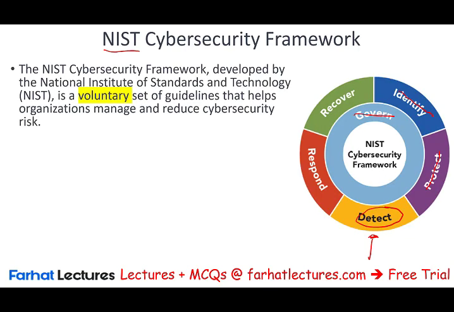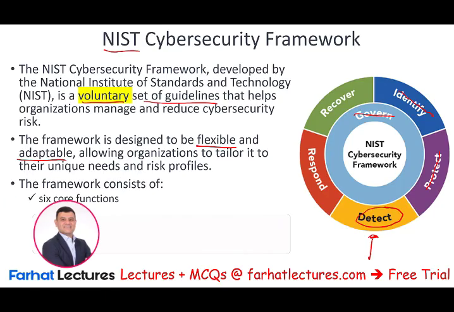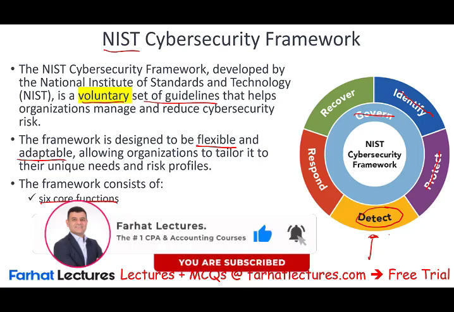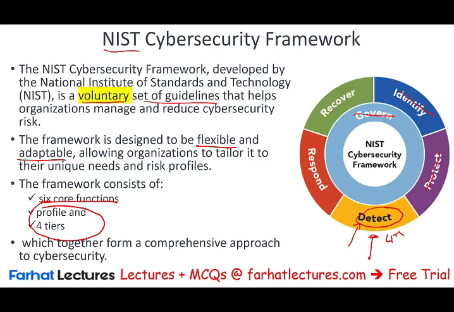Real briefly, what is the NIST Cybersecurity Framework? It's a voluntary set of guidelines that helps companies manage and reduce cybersecurity risk. The framework is designed to be flexible and adaptable, and we talked about all of these in the prior session, to tailor to any company in any industry of any size. The framework consists of 6 core functions, and now we are working on the 4th core function, then the profile and 4 tiers, which we will talk about later. Once again, this session will focus on the detect function. Let's go ahead and get started.